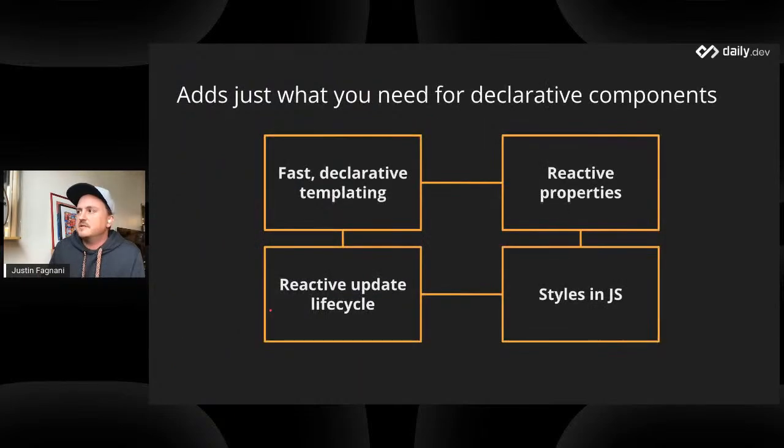And this is what Lit does. So we try to give you just what you need to make declarative reactive components. So we have a fast declarative templating system, reactive properties, the reactive update lifecycle, and we make it very easy to define styles with your component right in JS.